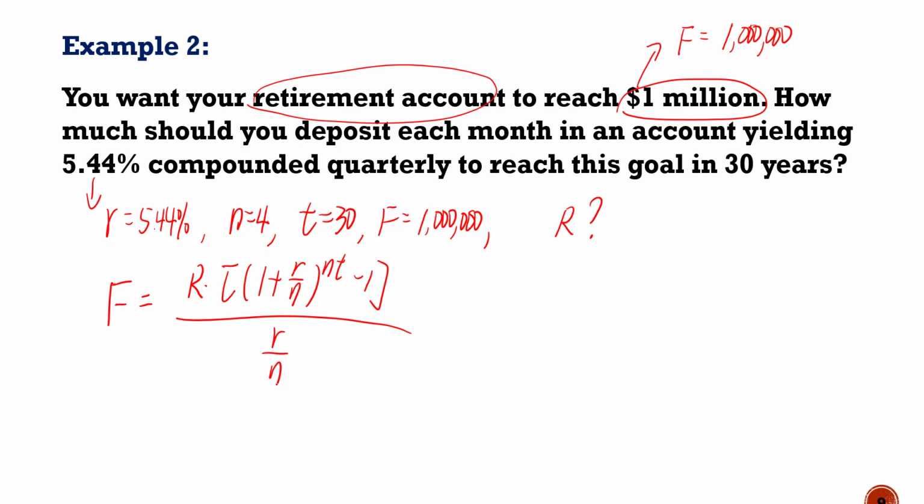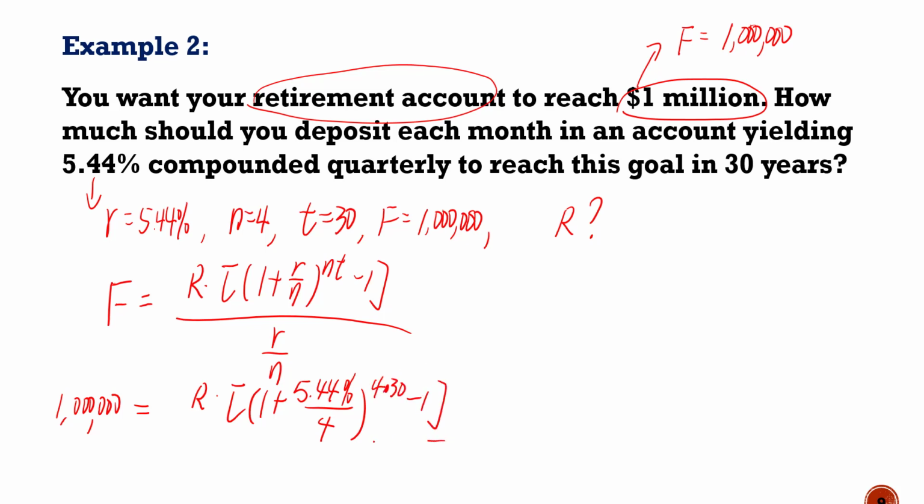Let's throw in all the numbers first. It becomes a million on the left. We put regular payment, that's what we're looking for, times the rate 5.44%, 1 plus 5.44% over 4, raised to 4 times 30, which is 120 payments, minus 1, over r, which is 5.44% over 4.